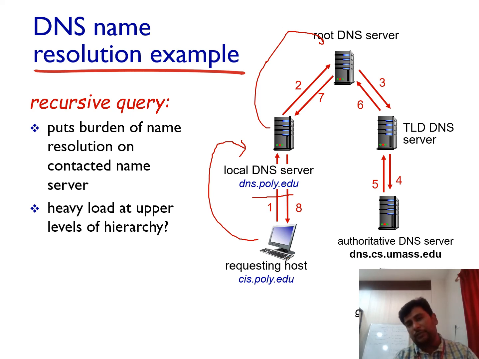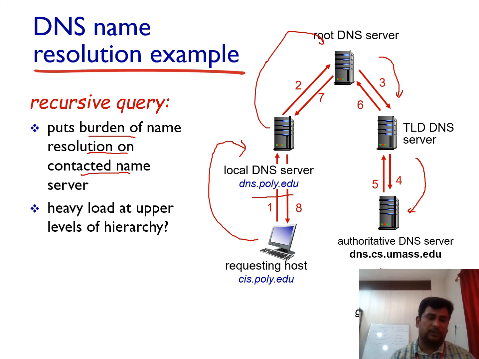Else, the root DNS will be forwarding it to the top level domain DNS. And top level domain will be trying to access it. In case it doesn't find it, then instead of informing the root, it will be forwarding the request to the authoritative DNS. Finally, there you are able to get that information. So this is the major difference between iterative and recursive. It puts the burden of the name resolution on the contacted name server. Whomever we are trying to contact, if they are not able to give us the answer, they have been asked to find out the next server whether it has any information. So you are having a higher level of load at upper levels of the hierarchy.